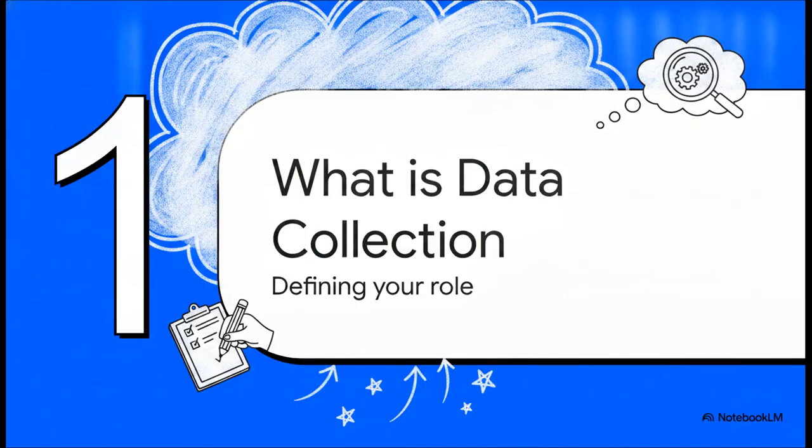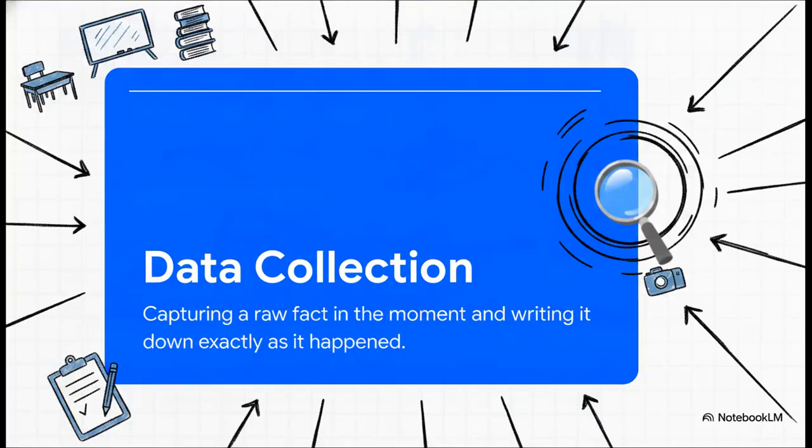All right, Section 1. What is data collection? Let's clearly define your role in the classroom. Let's start by lifting a massive burden right off your shoulders, okay? We need to get crystal clear about what your job actually entails here. Data collection is simply capturing a raw fact in the moment and writing it down exactly as it happened. That is literally it. Think of it like taking a completely impartial snapshot of your classroom at a specific point in time. A camera doesn't judge the scene it's capturing, right? It just records the light and the shapes exactly as they are. That's exactly what you're doing. You're just capturing the raw facts of the day.